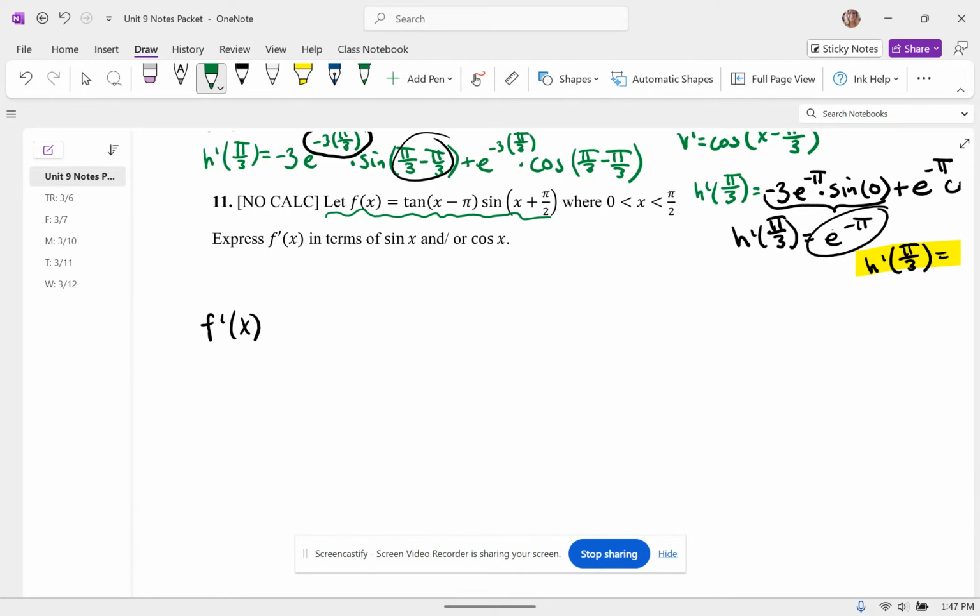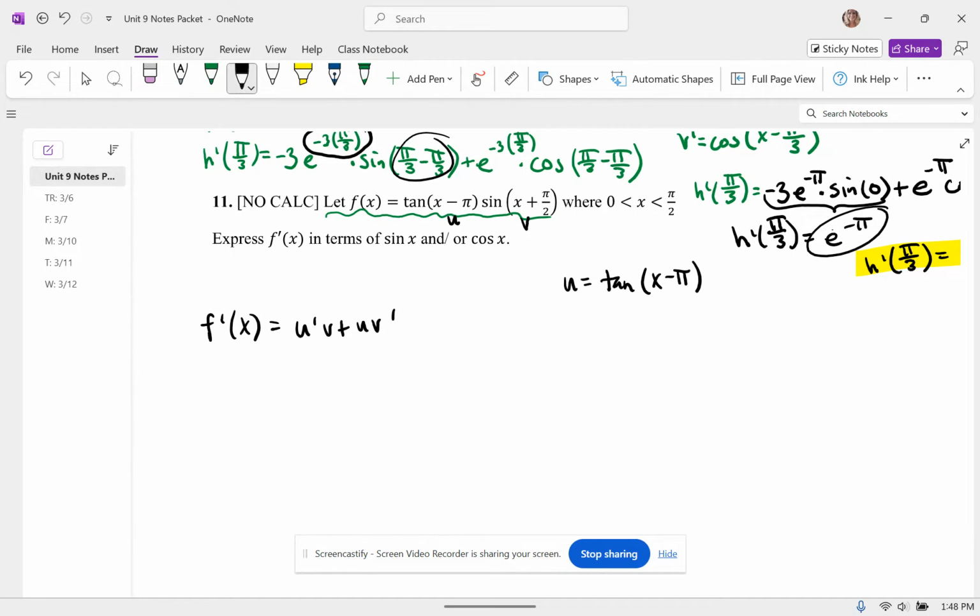So yes, we have a product rule. Good job. So we would have tangent of x minus pi is u. Sine of x plus pi over 2 is v. So I'm going to find the derivative by plugging it into this structure here. So I have u is the tangent of x minus pi. We could turn this into sine over cosine and find the derivative using the quotient rule, but that sounds like a lot of work. Do you guys remember what the derivative of tangent was from the other day?